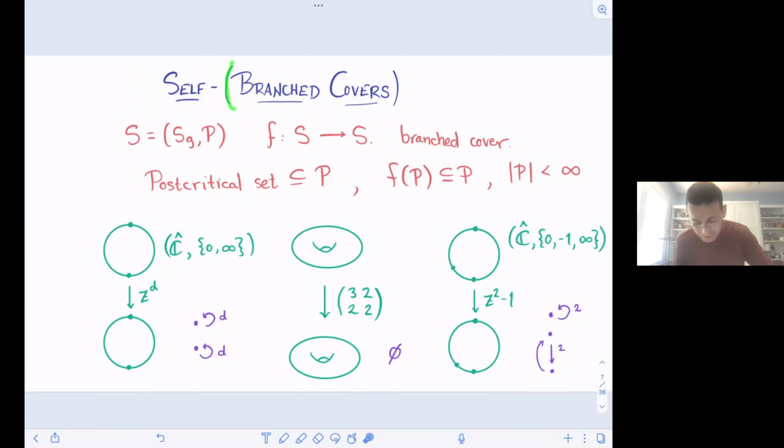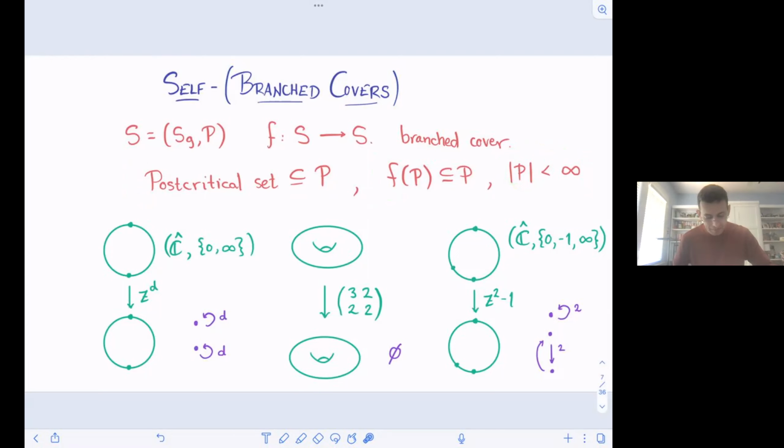So I parenthesize "to itself" branch covers. S again is a surface with some number of marked points. F is a branch cover, which just means it's a covering space away from finitely many points. So after you delete a couple of points, it's a covering space. P has to contain the post-critical set. When you have a branch cover, there can be critical points. For example, z squared is critical at 0. It's 2 to 1 except at 0. So your marked points have to contain the post-critical set, and F of the marked set has to go into itself. At least for today, the number of marked points is finite, but that's not essential really.